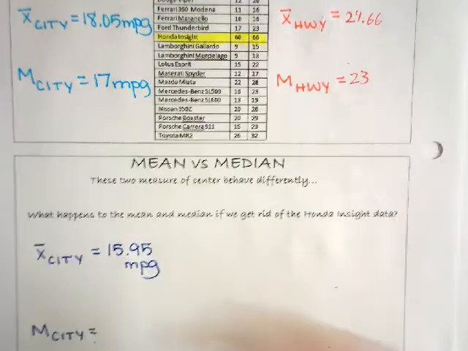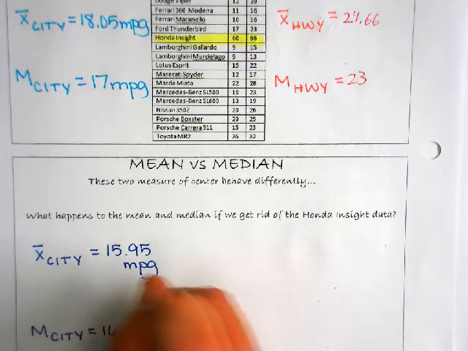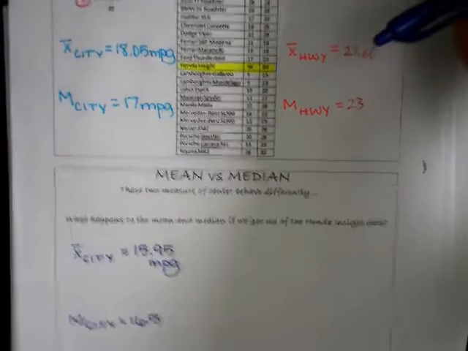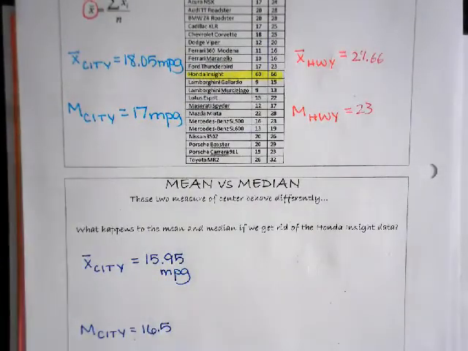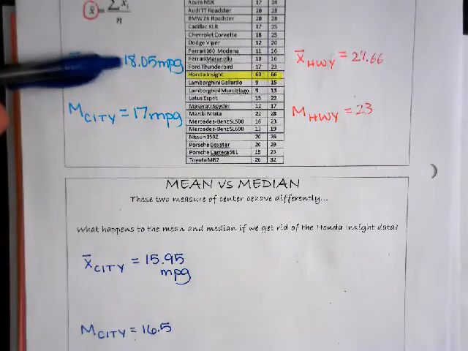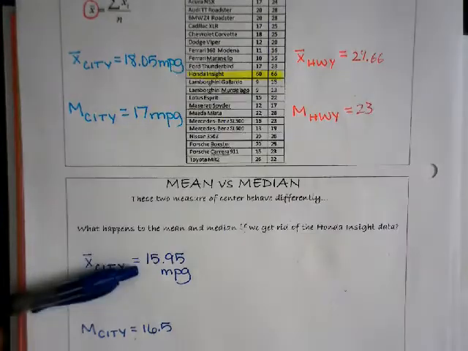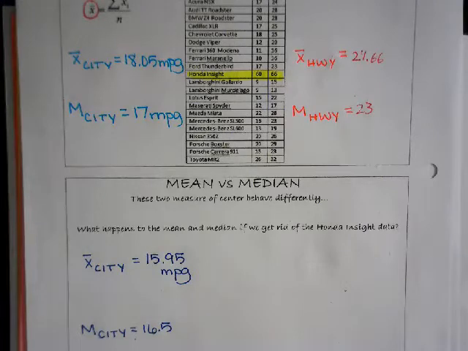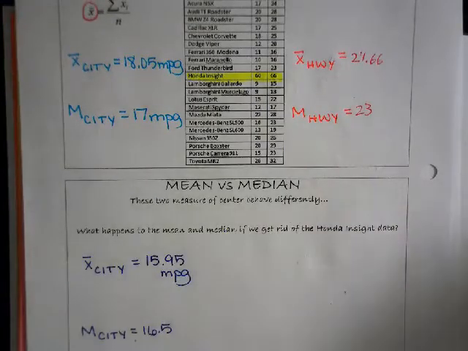I'm going to zoom out a little so we can see both. So with the Honda Insight, my average was 18.05. Now it's 15.95. My median was 17, now it's 16 and a half. Which one changed more, the average or the median? The average. So you guys are going to do the same thing, but with the highway data. So I want you to get rid of the 66 from that list, and then find your new average and median for me.